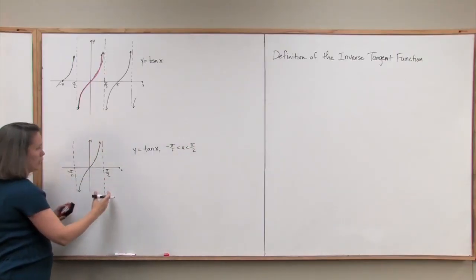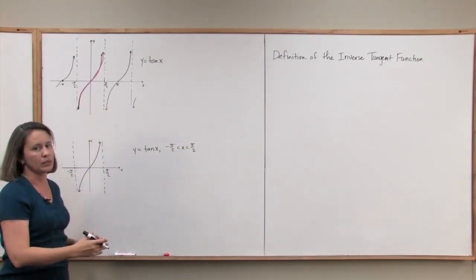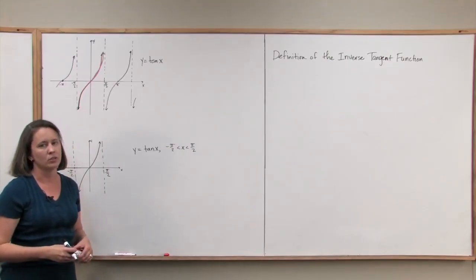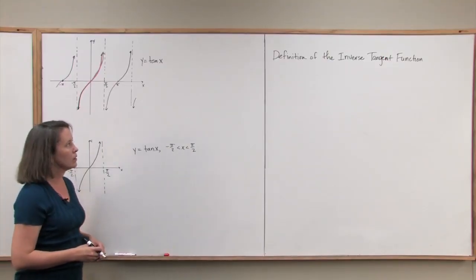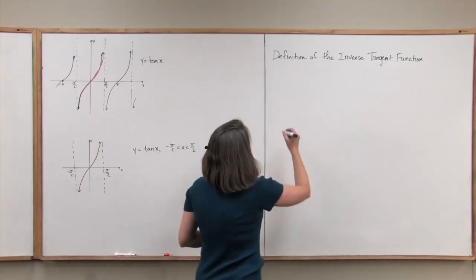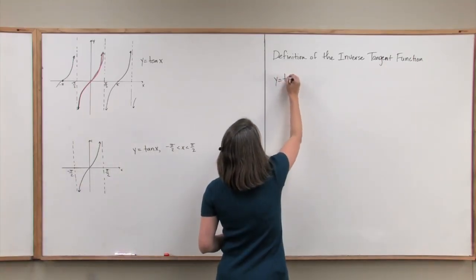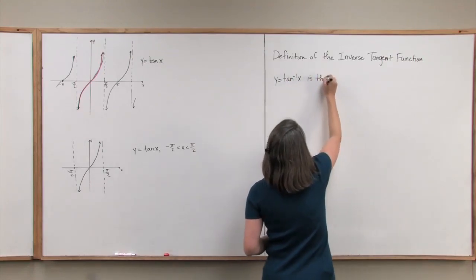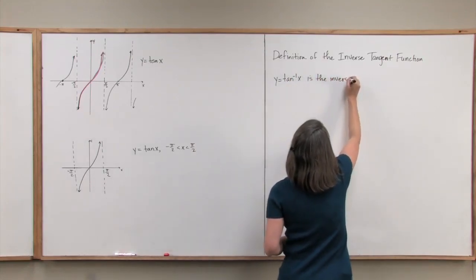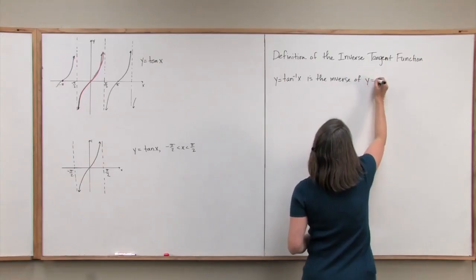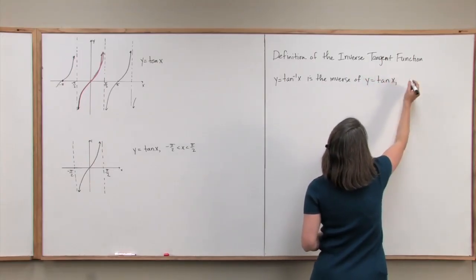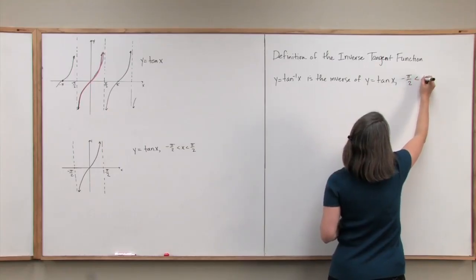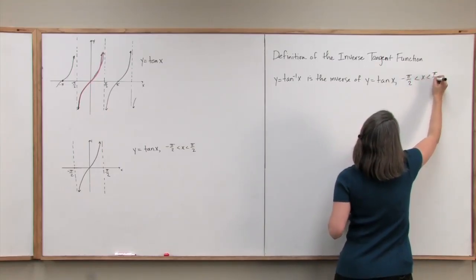And we've restricted the domain to this open interval to get a one-to-one piece. We're ready to write the definition of the inverse tangent function. Y equals the inverse tangent of x is the inverse of y equals tangent x on the open interval negative pi over 2 to pi over 2.